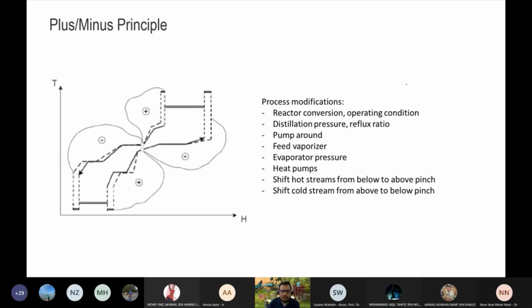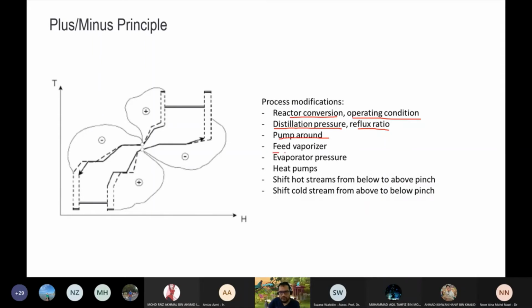This is then the pinch and the plus and minus principle. So what we do typically, we change the reactor conversions. We can also change the operating conditions if it permits. Yeah, if it permits. This is what we did. We changed the distillation pressure. We could also change the reflux ratio. We do some pump around. So in the CDU, the cold distillation unit, we have a pump around. The goal is simply to reduce the vapor load, as well as to recover the heat as much as possible, so that we can reduce the size of the furnace.